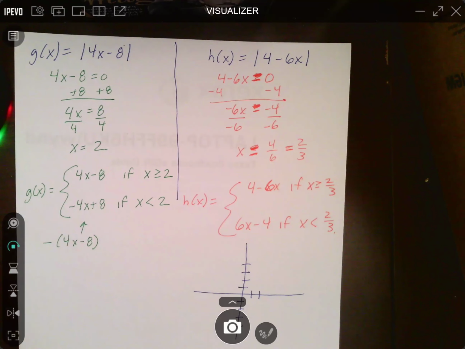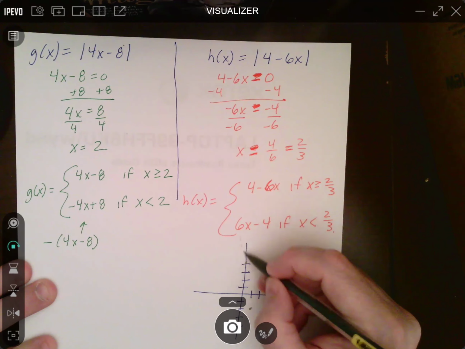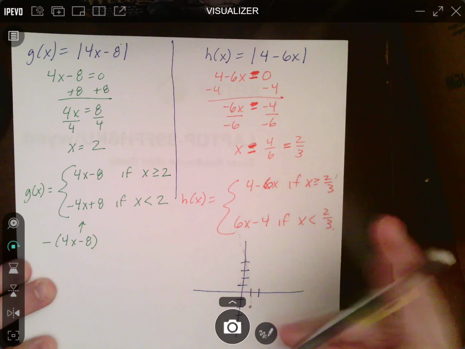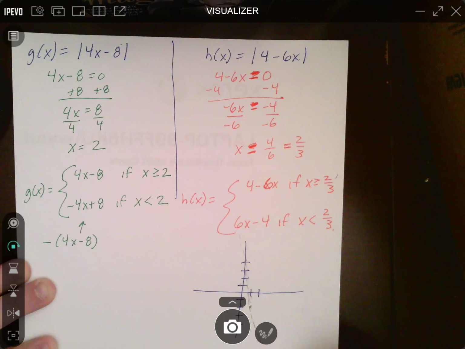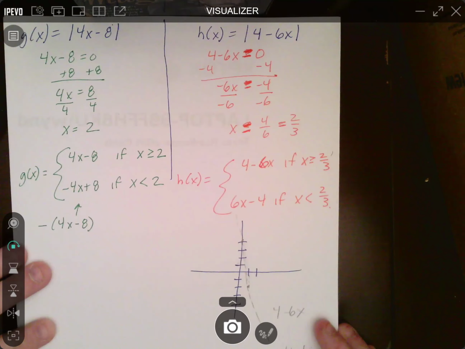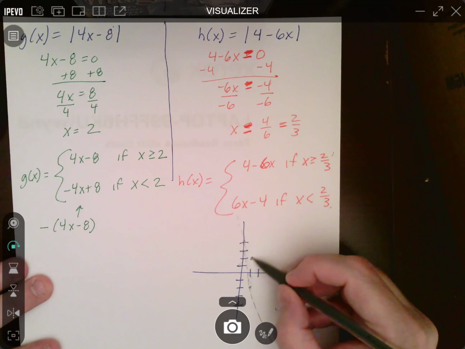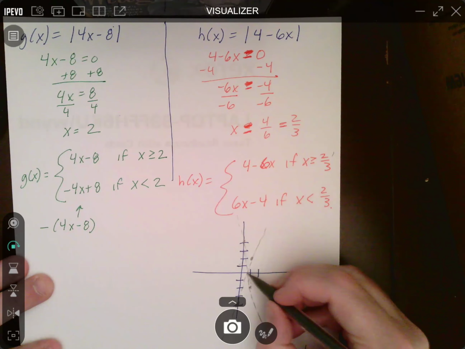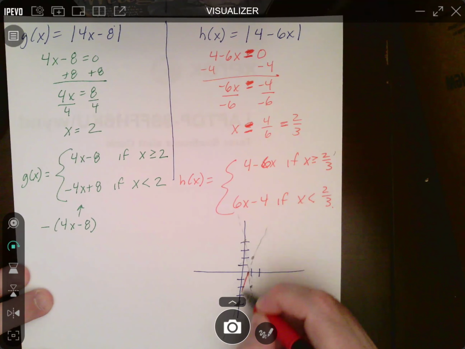I'll do it lightly in pencil. 4 minus 6x goes like this. Let me do that a little bit better. So that's the 4 minus 6x right there. And if I do 6x minus 4, it starts at negative 4 and has a rise of 6, run of 1. It goes like this. So our graph is that.